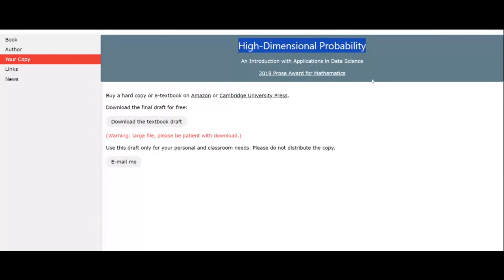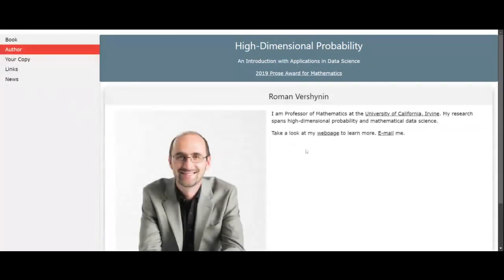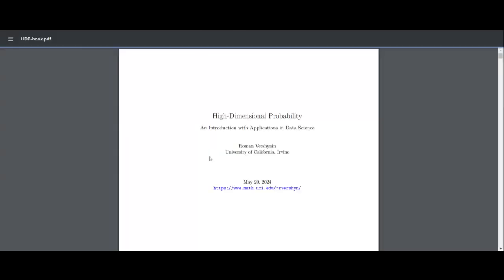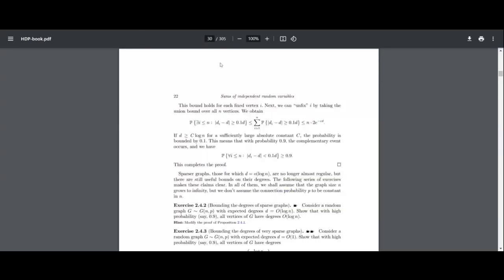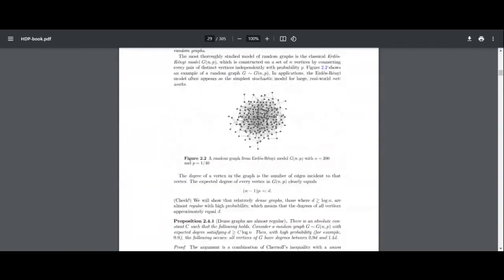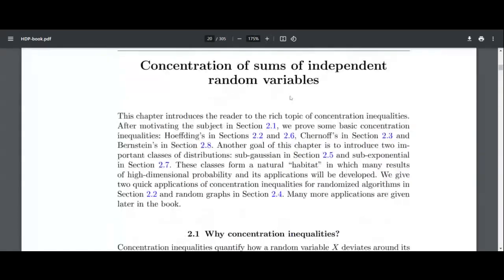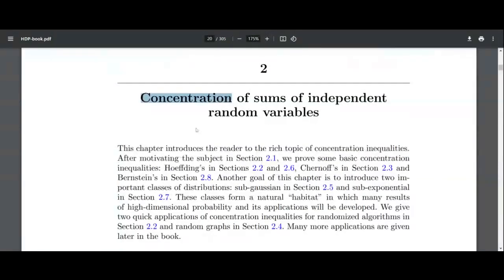The name of the book is called High Dimensional Probability. You can look at the author. So this is the author, Roman Vershynin, professor of mathematics, and he has a copy of the book. And fortunately, this book is free, so we can just go here and see what that is. And if you go to page 20, he has an entire chapter dedicated to concentration inequalities.